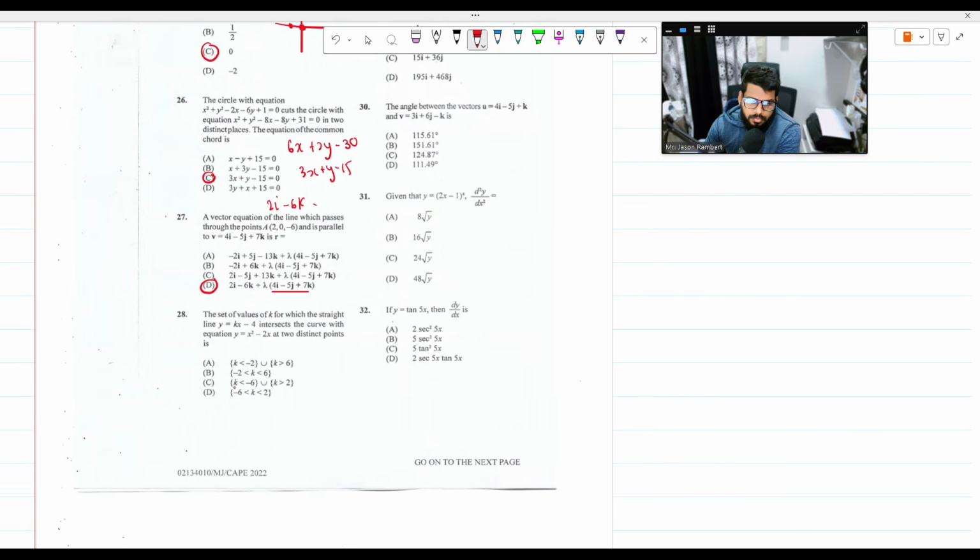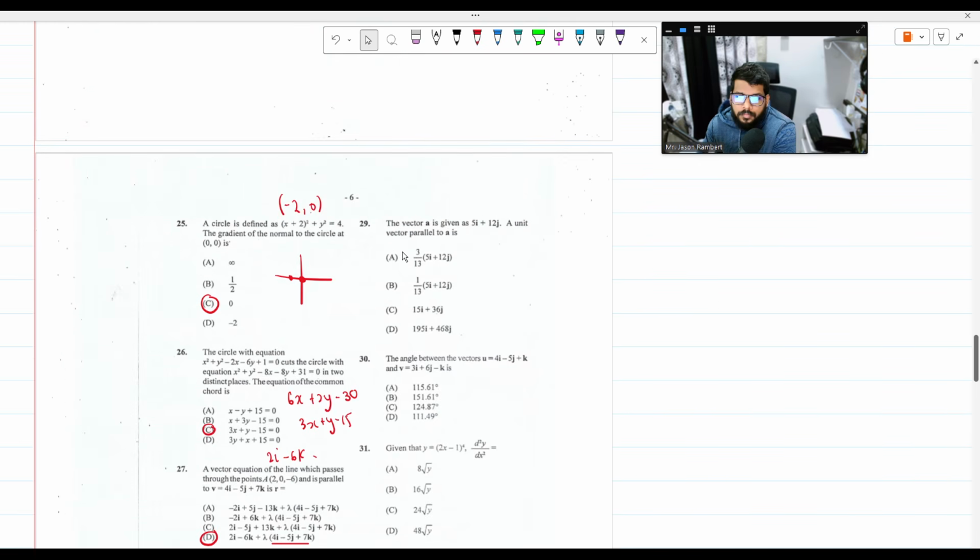Set of values, right? So I know that it was minus 6 and 2. The vector A is given by this. A unit vector parallel to A is this here. 5 squared and 12 squared is 169. Square root of 169 is 13. And it's going to be 1 over 13, 5i plus 12j is the unit vector.